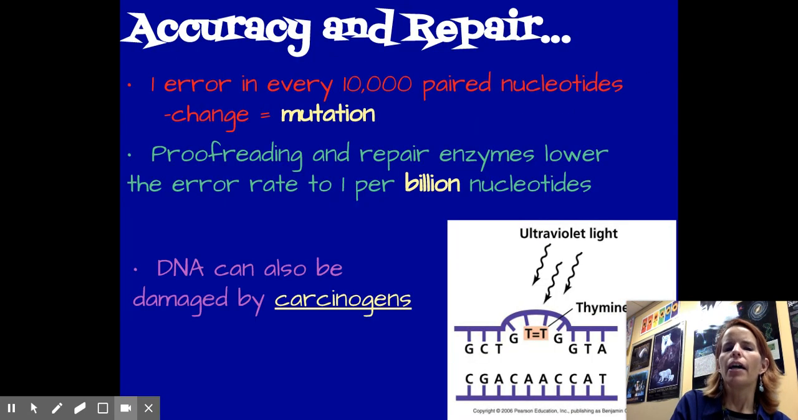And finally, I've got to say this quickly, the DNA polymerase only makes about one error in every 10,000. There are proofreading enzymes that fix it down to 1 per billion, but don't forget that DNA can also be damaged by things like carcinogens and that kind of thing.